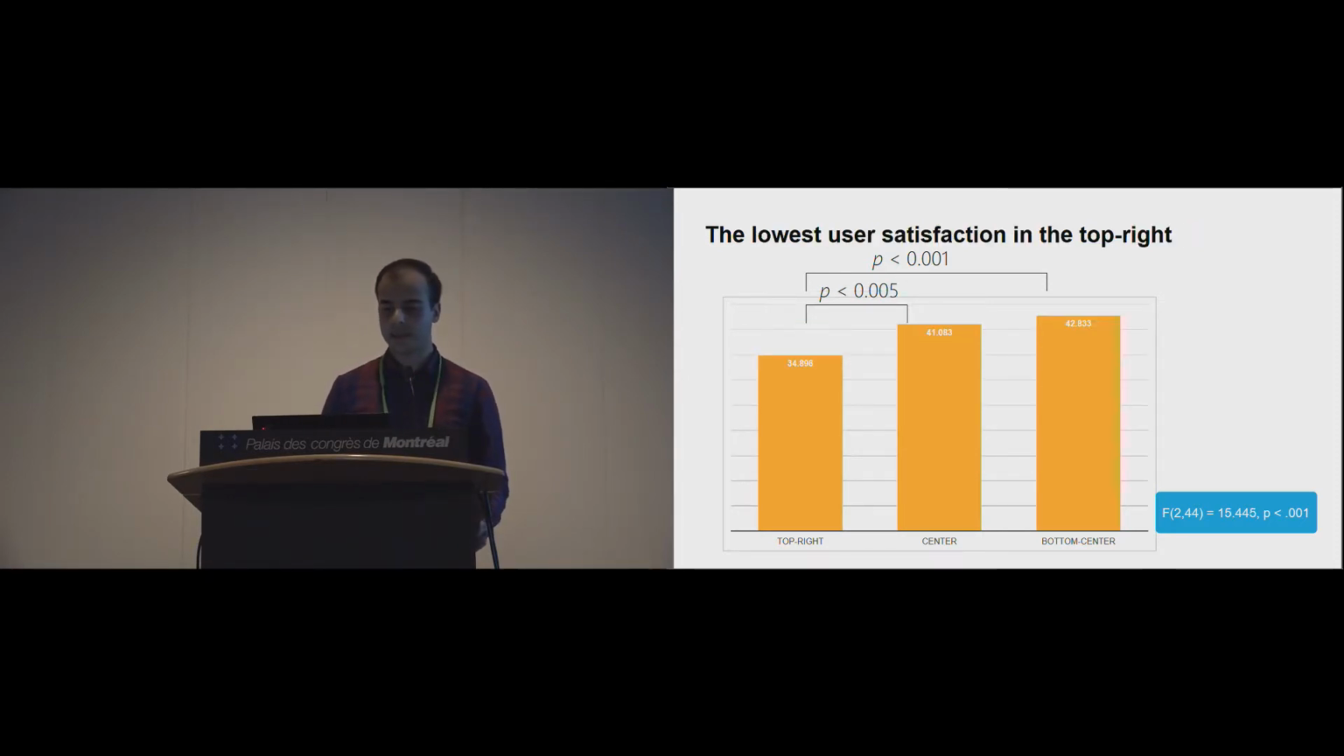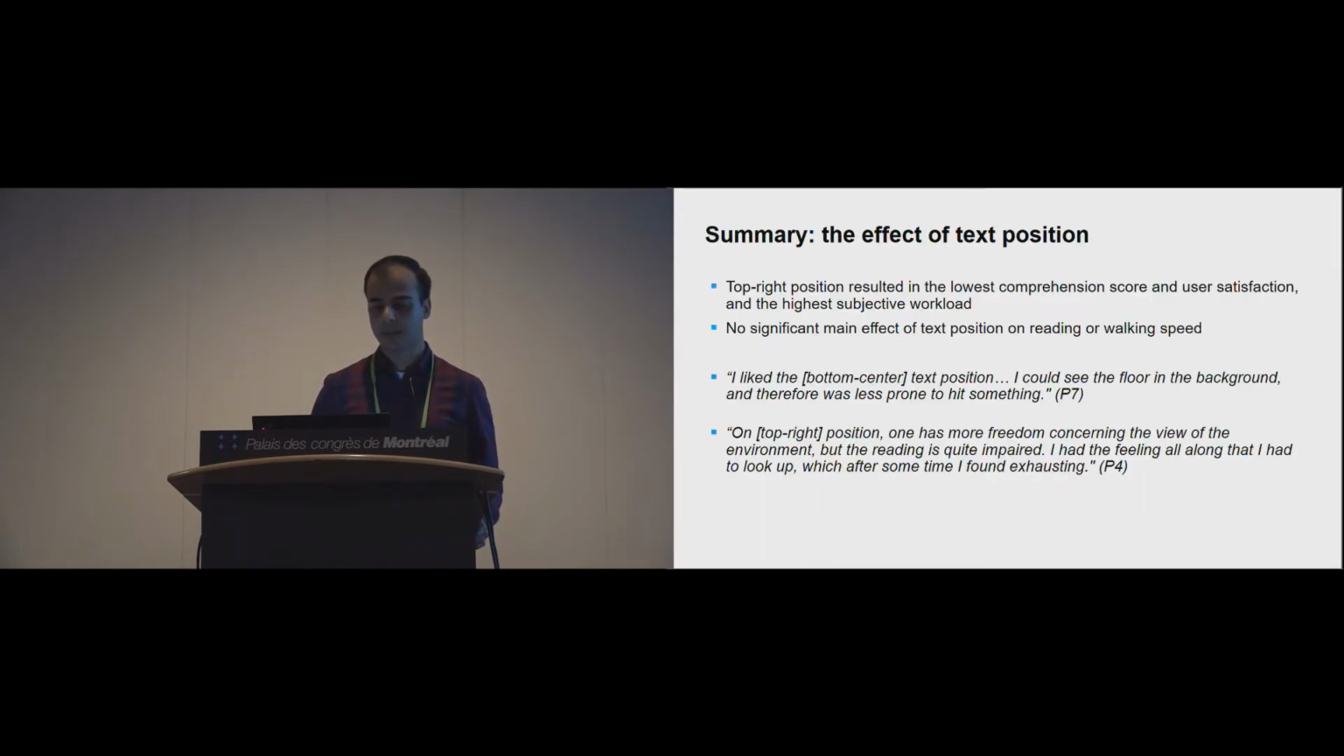And we had the lowest user satisfaction in the top right position, similarly to previous results. In this case, the bottom center position had the best result. However, it wasn't significantly different from the center position. To sum up the results about text position, the top right position resulted in the lowest comprehension score and perceived satisfaction, and the highest subjective workload. We didn't find any significant main effect of text position on reading and walking speed.